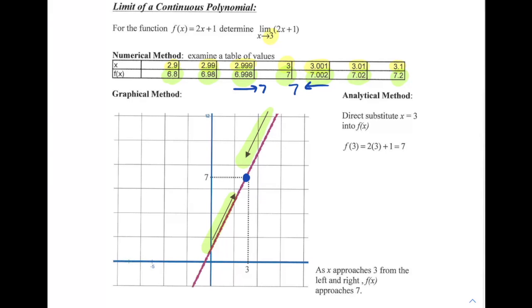And then there's the analytical method, the third method that we haven't really spent much time talking about yet, because this one typically takes a little bit more instruction and skill to build. However, because this is a continuous function, we can try to do direct substitution into this function. So f of 3 equals 2 times 3 plus 1, which equals 7, is the same thing we would get if we did direct substitution of 3 into this function. So as x approaches 3 from the left and right, f of x approaches 7. So that would be your final answer here that they asked you to observe.